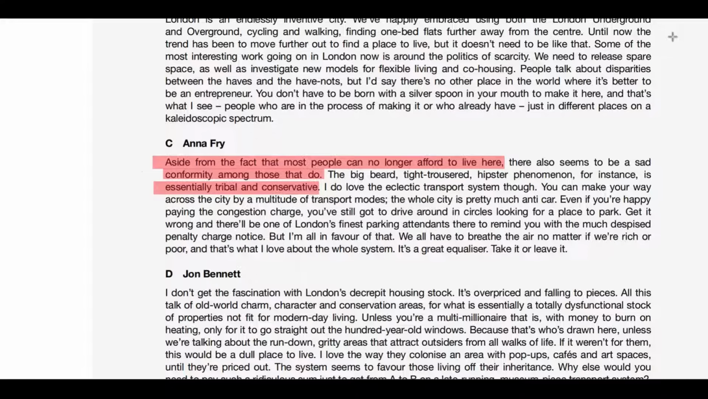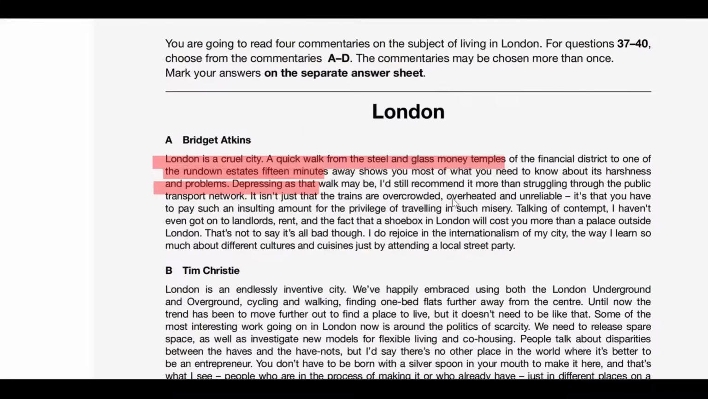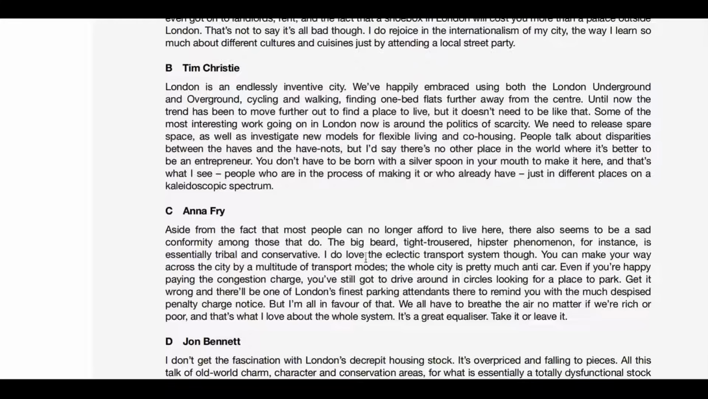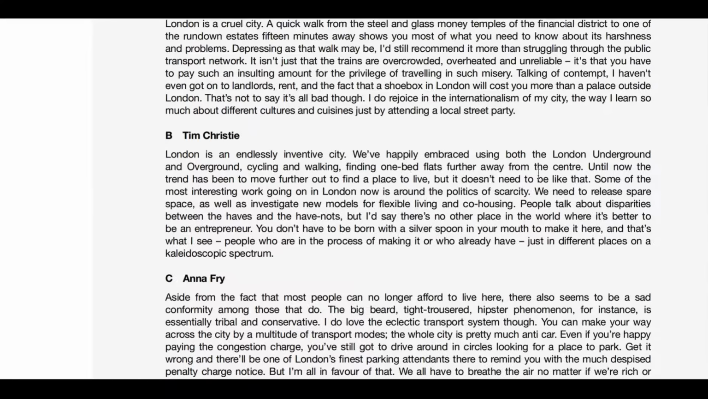Which would definitely fit with A, who talks in the same sort of fashion. We've got landlords here, we've got the rent, we've got very small places, and it's going to cost you more than a palace. So we can see here how A and C talk very quickly about the negativity of it being an expensive place to live, whereas B is very much a positive. So my answer is going to have to be that B would definitely be the right answer.